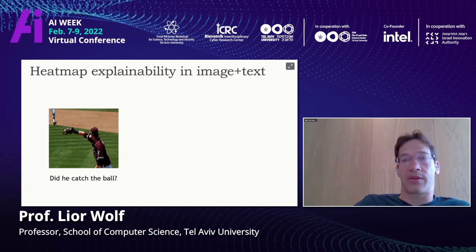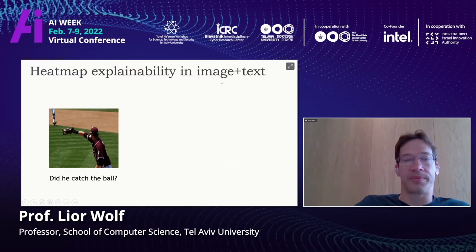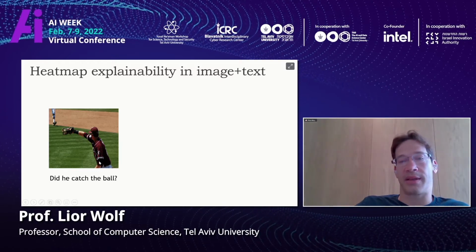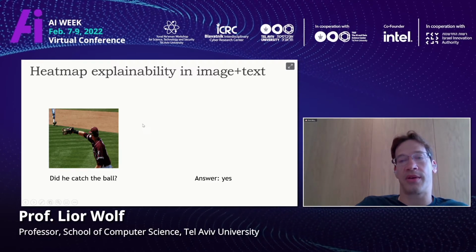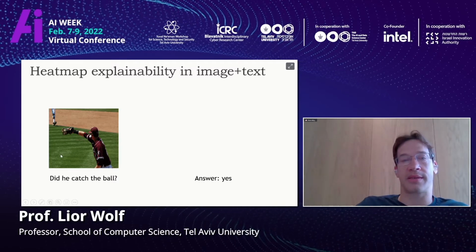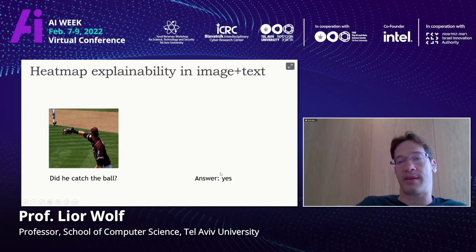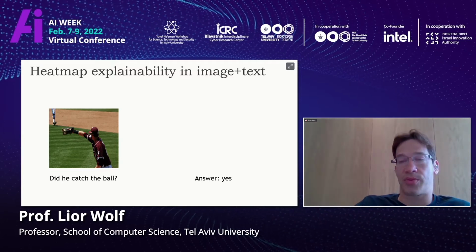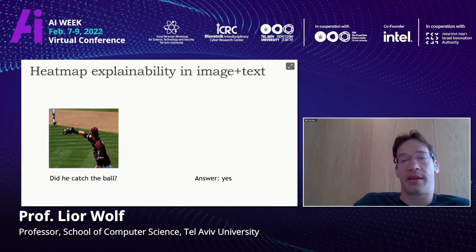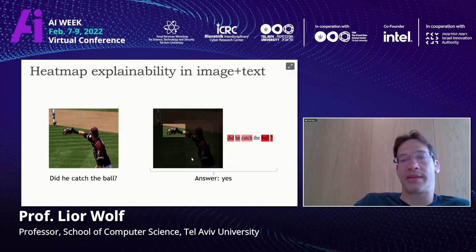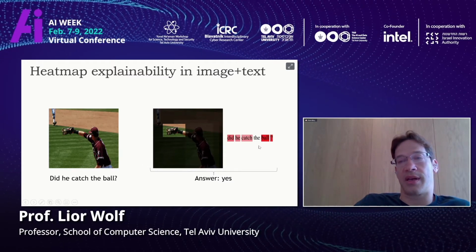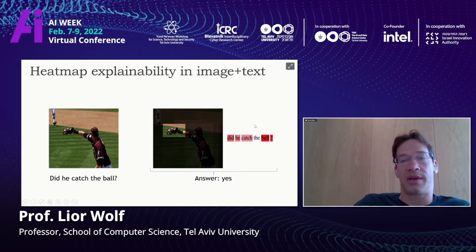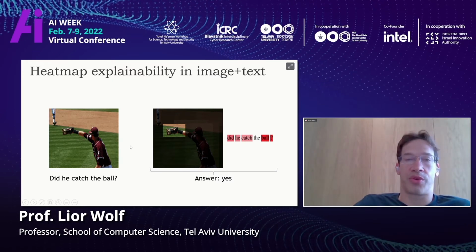So consider this task that combines images and text together. We have an input image, and there is the question, did he catch the ball? The answer given by the transformer model that combines text and image is yes. But how can we know how the computer got to the conclusion? Maybe there is a bias toward the answer yes. Maybe it's just guessing. The explainability method highlights the relevant part of the image and the relevant part of the sentence that got us to this conclusion, and therefore we can trust it much more.